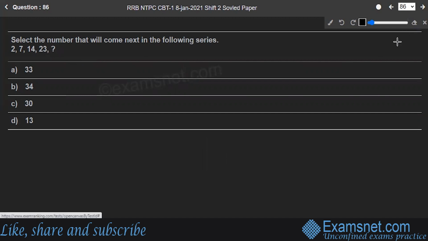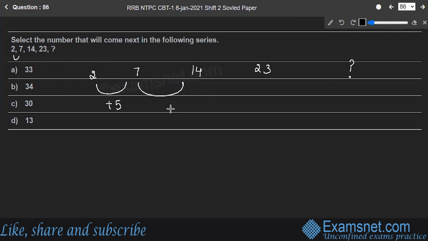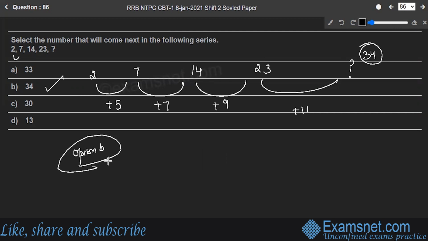Okay, let's go. So let's write it here. It's 2, 7, 14, 23, and the question mark. Next, from 2 to 7, I have added a 5, then a 7, then a 9. Then, of course, I'll add 11. So here will be 34. That means option B is the correct answer.